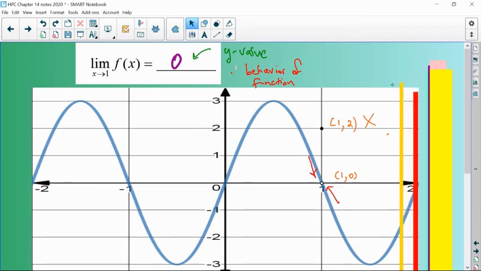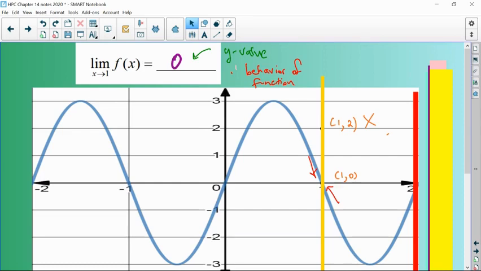And in fact, this idea of blocking out the behavior of what's really happening is a really smart thing to do, because I don't want to be distracted by jumps or asymptotes or holes or things like that. What I want to know is, what is the evidence around 1? Not equal to 1, around 1, close to 1.